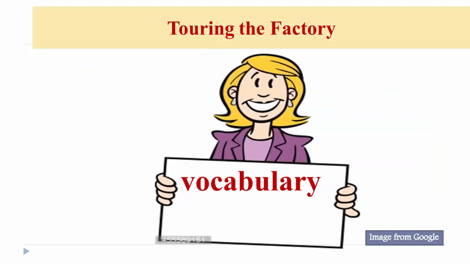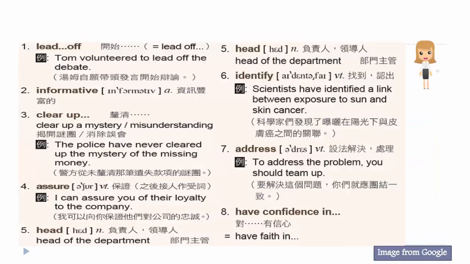1. Lead off. Lead off means beginning a series or a process. Good example here: Tom volunteered to lead off the debate. Tom volunteered to take the lead in speaking in the debate. Lead off, to start. 2. Informative. Informative means providing useful or interesting information.